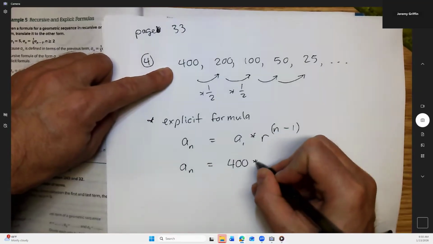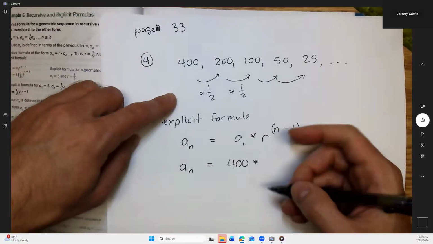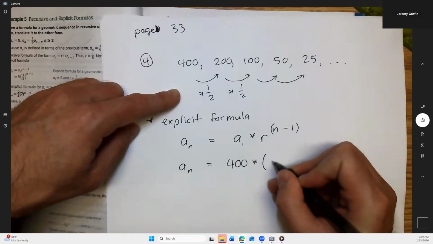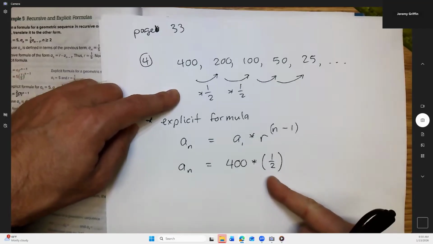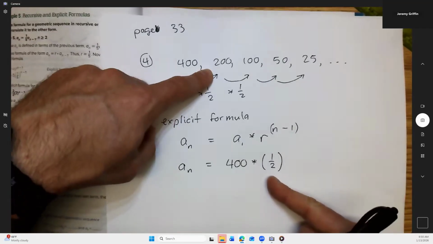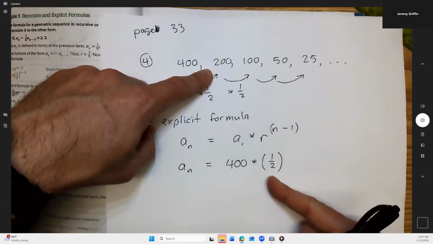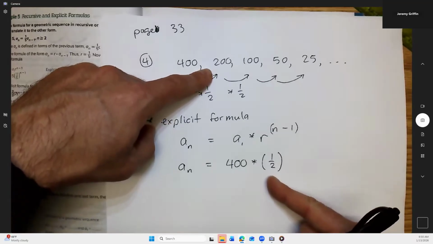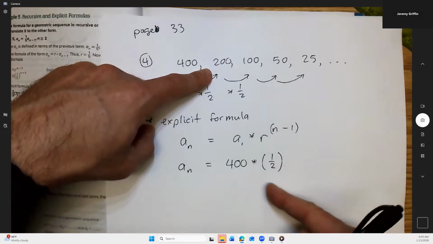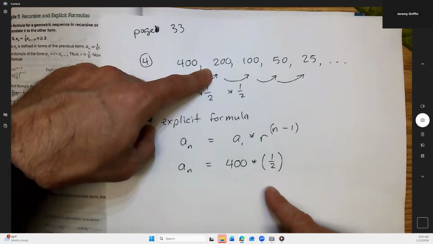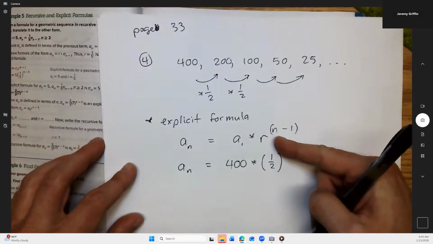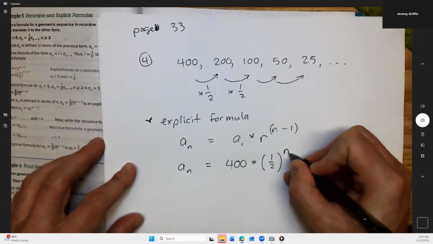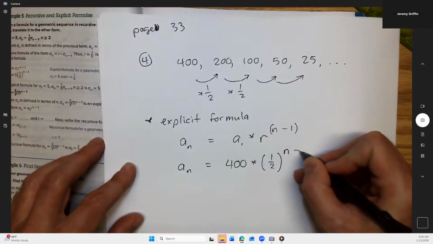What do you guys think I plug in for the common ratio? 1/2. Yeah, 1/2. So we're going to start at 400 and multiply it by a half to get to the next term, which is 200. So if you do this one time, you get to 200. And then this n could be any term number. You could think of x as n-1.